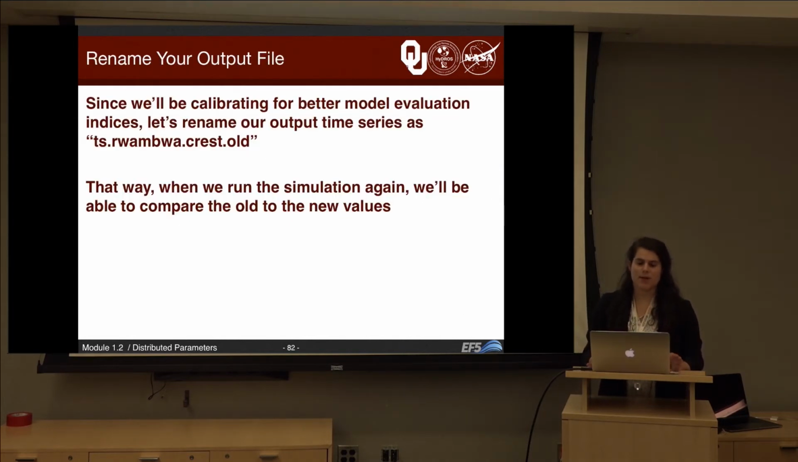So what we're going to do is calibrate for better model evaluation indices. First, we're going to rename our old time series as ts.rhomba.crest.old. You'll go into your folder, locate your output folder, double click it, and find your Excel document for ts.rhomba.crest. Go ahead and rename that to old. That way, when we run the simulation again, we can compare the old values to the new values.